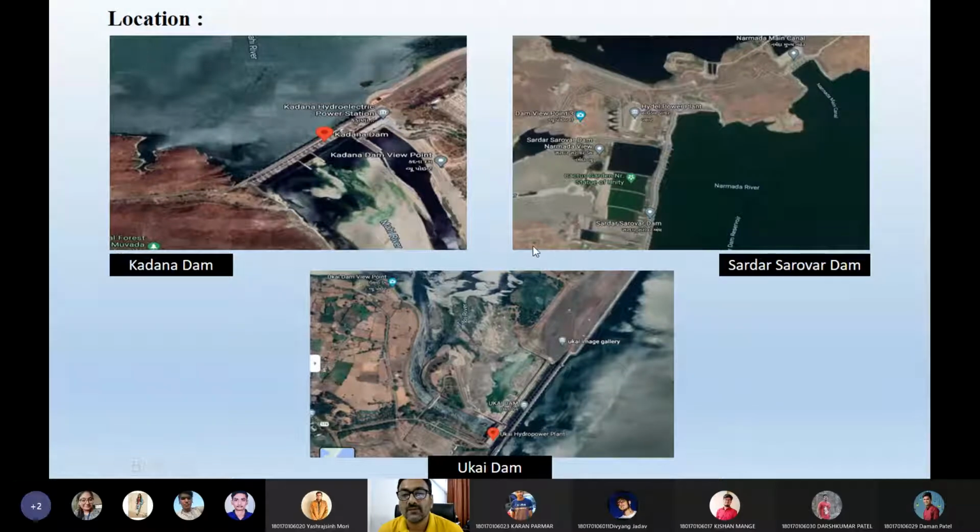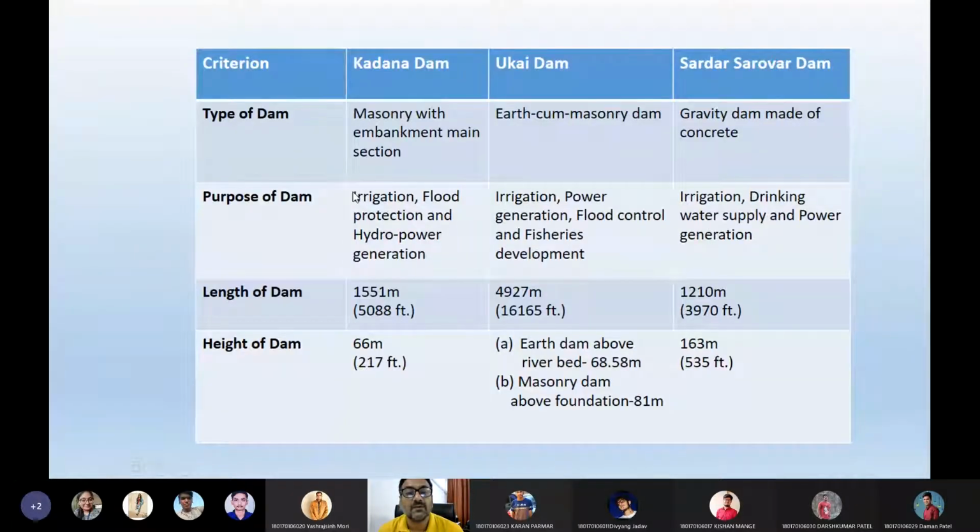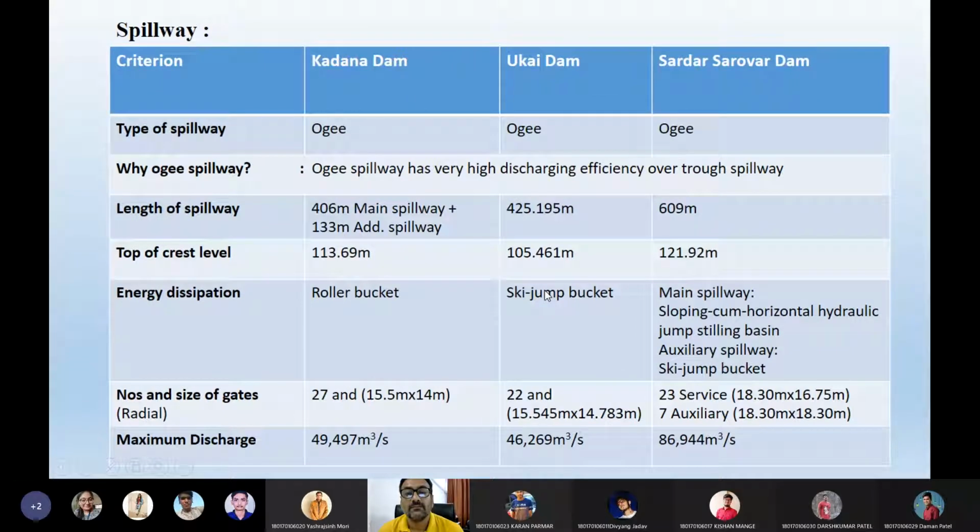So this is the type of dam. The purpose and length of the dam, and here is the height of the dam. The type of the spillway is Ogee spillway. But why is Ogee spillway provided? Because Ogee spillway has very high discharging efficiency over the trough spillway.